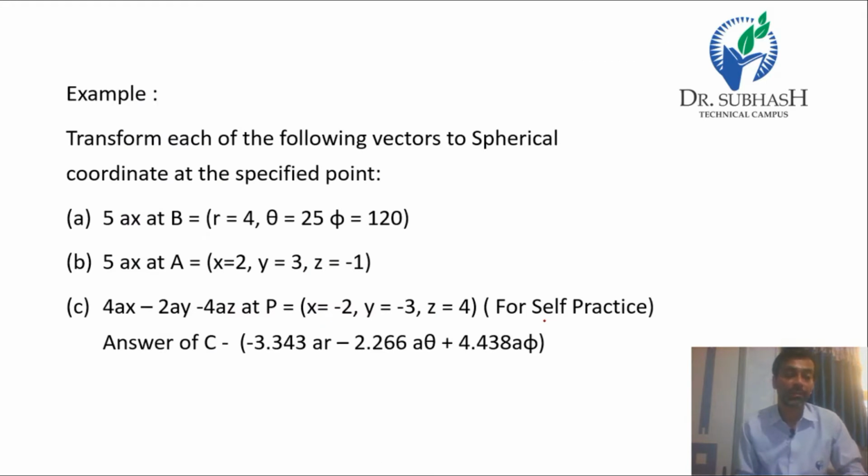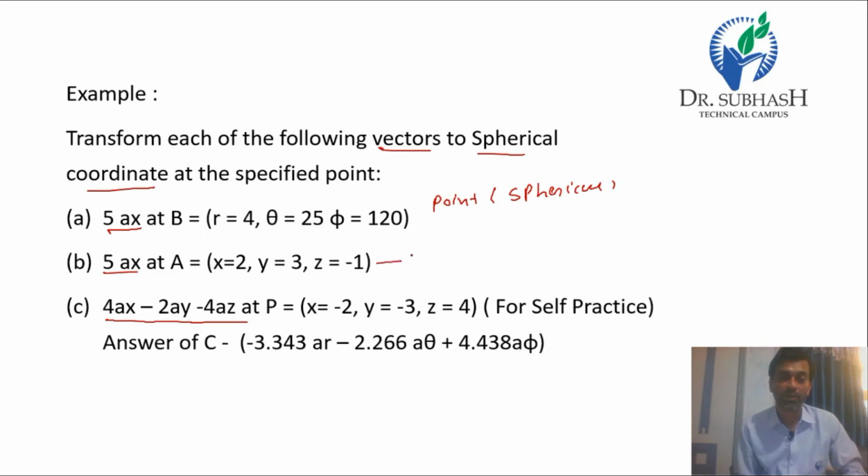Okay, example: here we are required to transform the vectors to the spherical coordinate system. We are given a vector in the Cartesian coordinate system in all the options. In A we are given a point in the spherical coordinate system, in B we are given a point in the Cartesian coordinate system, and in C we are again given a point in the Cartesian coordinate system. So in the first we just need to transform the vector and put in the value of the point.